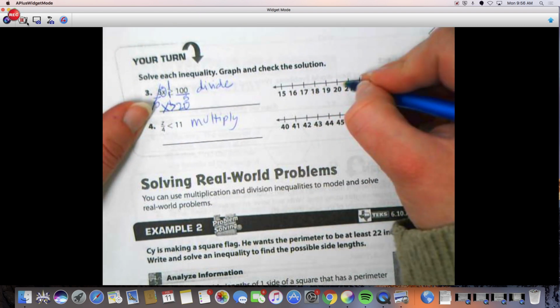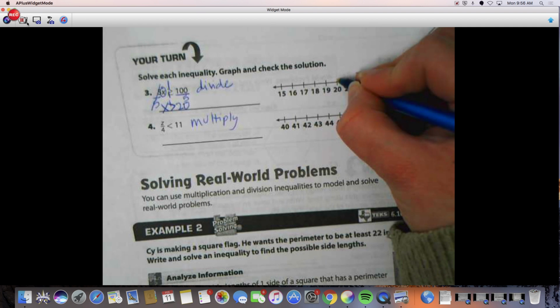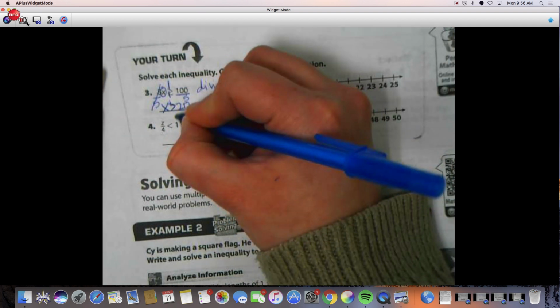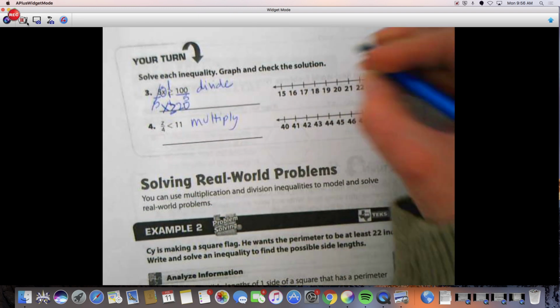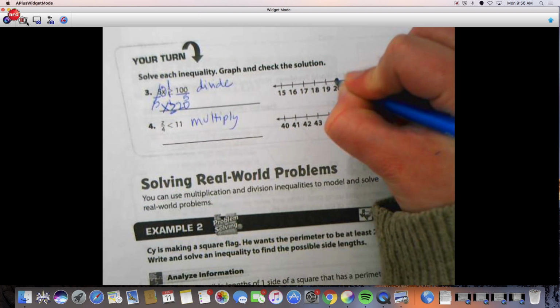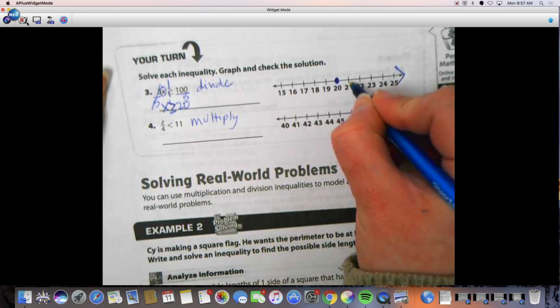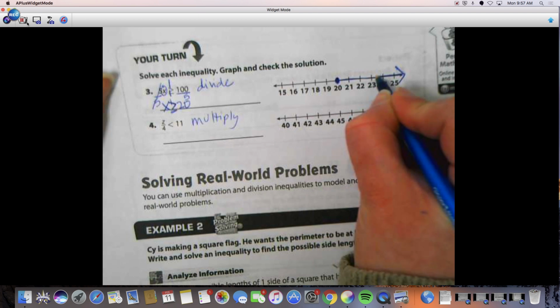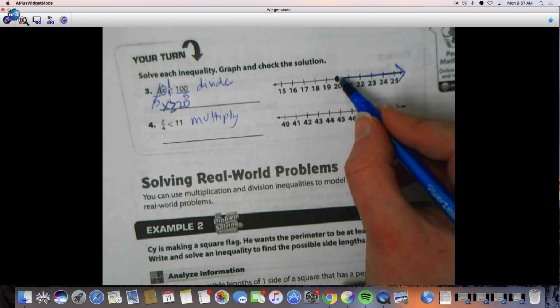So I'm going to come over here. Is it closed circle or open circle? It's closed because we have the or equal to sign. I forgot to put that over there. Or equal to. So we put a closed circle. My sign goes that way, so my arrow goes that way. And I draw my line. So x can be anything above 20.